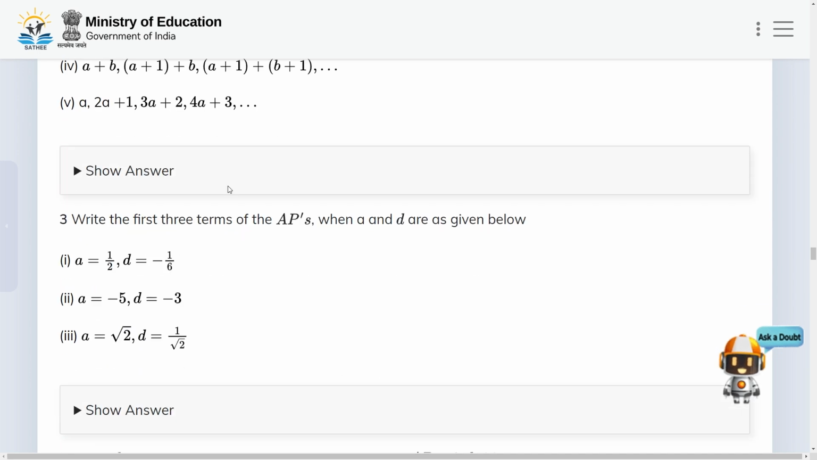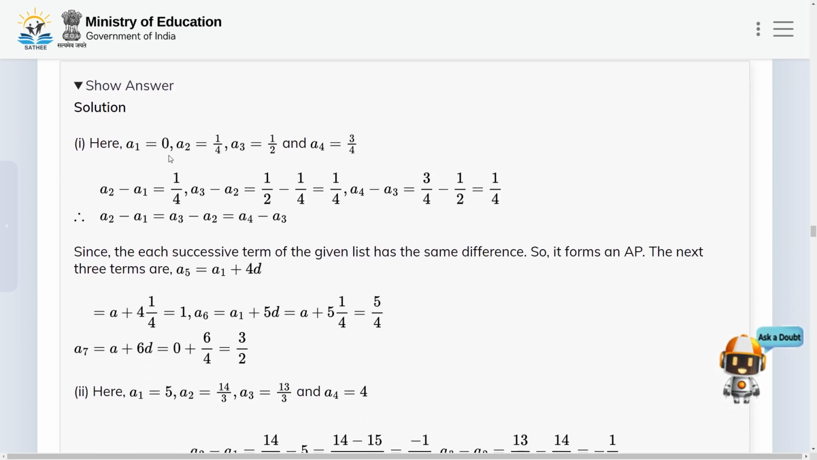So let us check. The first term a1 is equal to 0, the second term a2 is equal to 1 by 4, the third term a3 is equal to 1 by 2, and the fourth term a4 is equal to 3 by 4. Now the difference a2 minus a1 is equal to 1 by 4. a3 minus a2 is equal to 1 by 2 minus 1 by 4, that is 1 by 4. And a4 minus a3 is equal to 3 by 4 minus 1 by 2, and this is equal to 1 by 4.